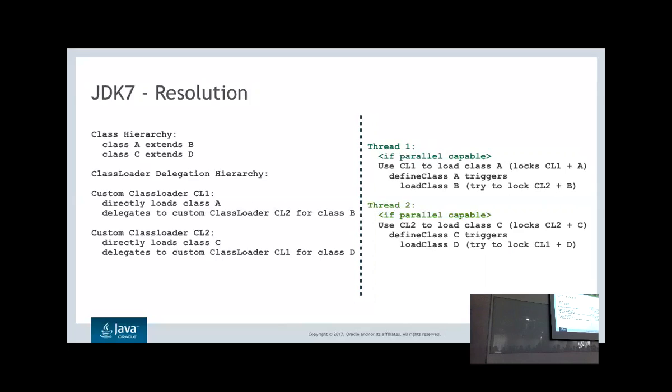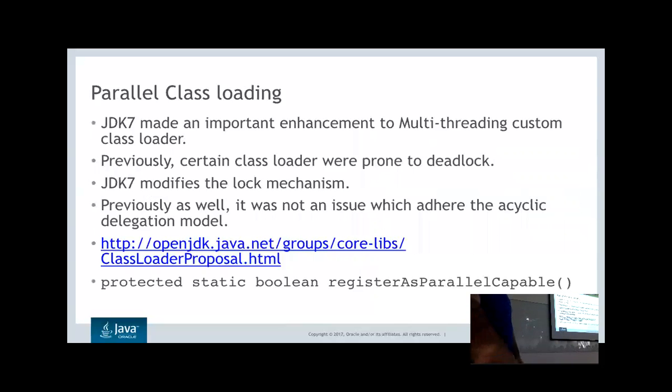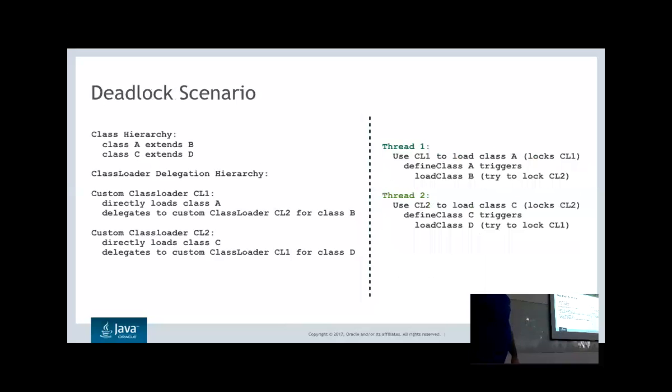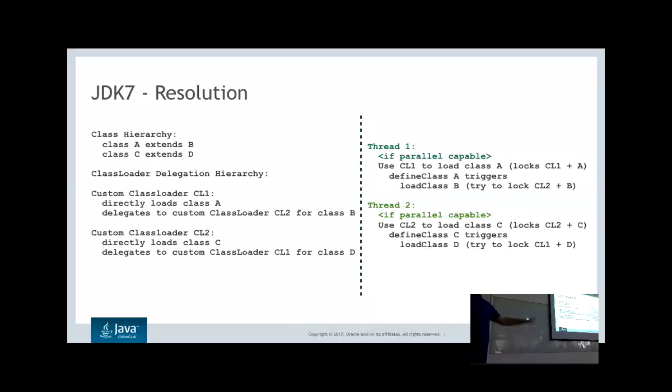And register as parallel capable is a method of the class loader class. In JDK 9, we have added one more method that tells you whether it is registered as capable or not. There are a lot of things here, but I will not discuss them in detail, so this link will help you. Your complete parent chain needs to be parallel capable; else you cannot make the downstream class loader parallel capable. Anyway, this looks good.